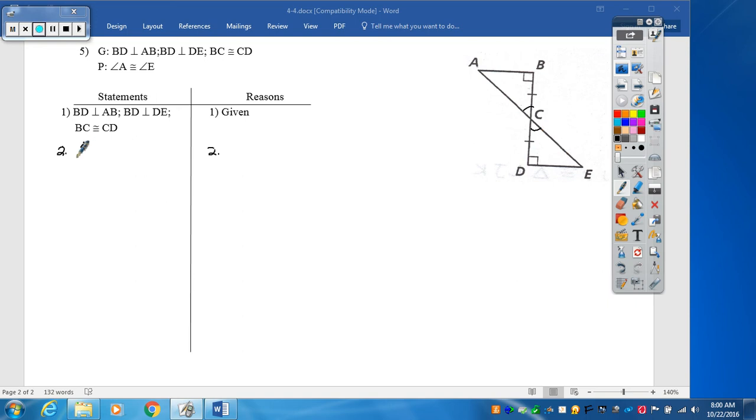I'm going to go ahead and say this: angle ACB is going to be congruent to angle ECD. Okay.